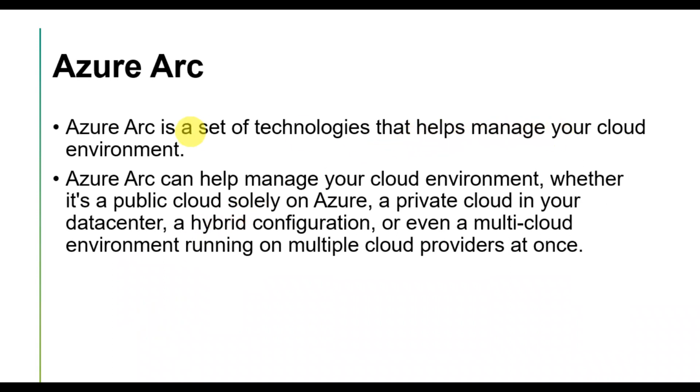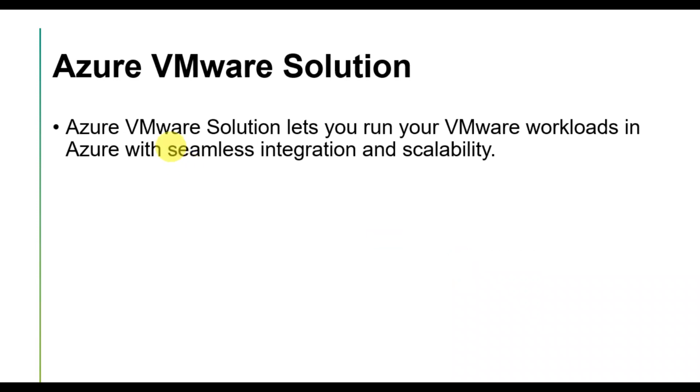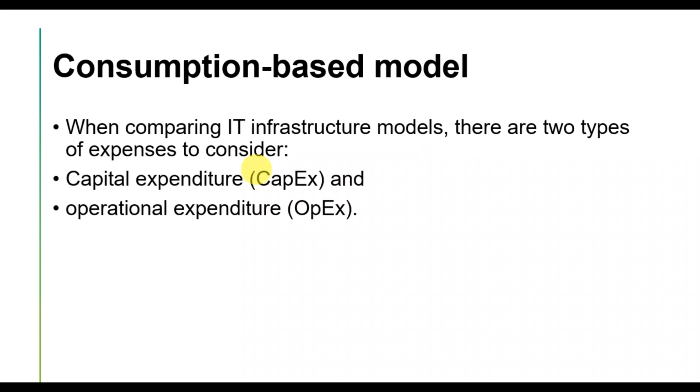Azure Arc. It is a set of technologies that helps manage your cloud environment. It can help manage your cloud environment, whether it's a public cloud solely on Azure, a private cloud in your data center, a hybrid configuration, or even a multi-cloud environment running on multiple cloud providers at once. Azure VMware Solution lets you run your VMware workloads in Azure with seamless integration and scalability.